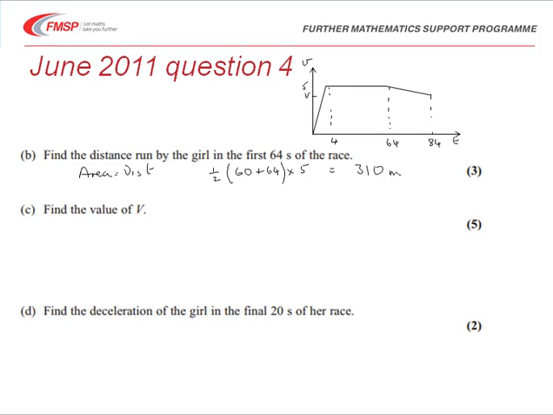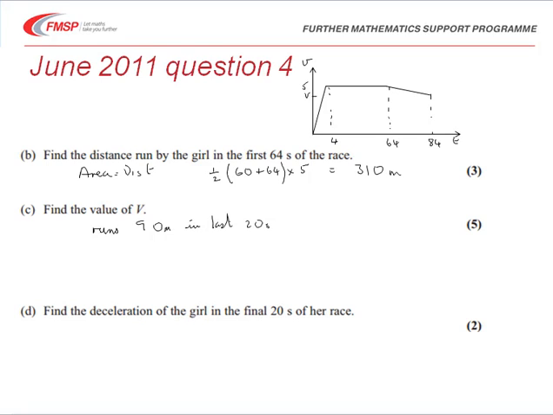We have to calculate the value of v. Well, if she's run 310 meters in the first 64 seconds, she must run the difference of that, so that's 90 meters. It's a 400-meter race, so she runs 90 meters in the last 20 seconds.